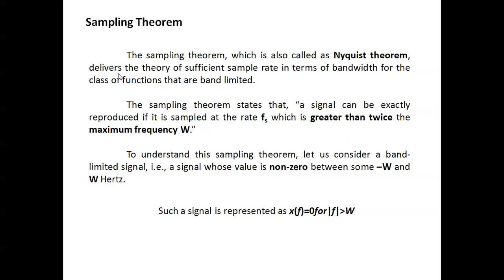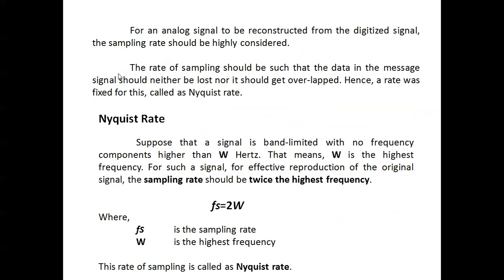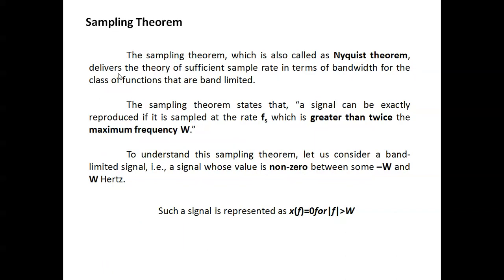Basically, we already know sampling frequency and sampling rate. What is sampling rate? Within a time period, that is, within a second, how many samples are taken. It is the sampling rate, or sampling frequency Fs, which is 1 by Ts. And then the Nyquist rate: Fs is equal to twice the highest frequency. We saw this in the last videos.